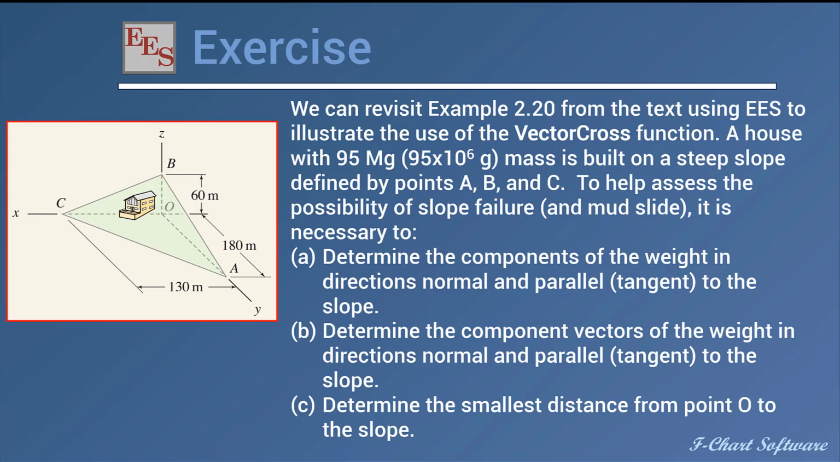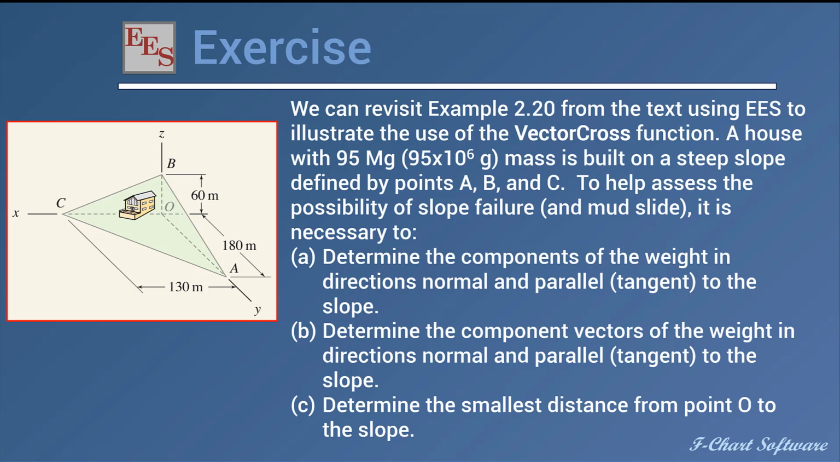And here's the exercise. So you have a plane. It's defined by these 3 points, A, B, and C. And you've built a house on this plane, and the house has a mass of 95 megagrams, which is 95 times 10 to the 6 grams. So you have to be a little bit careful of the units there.